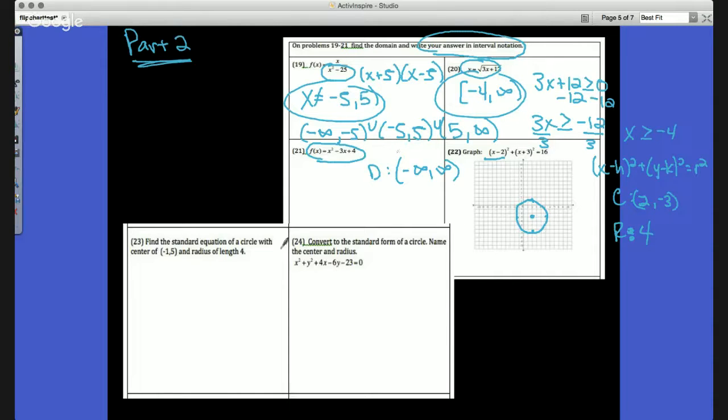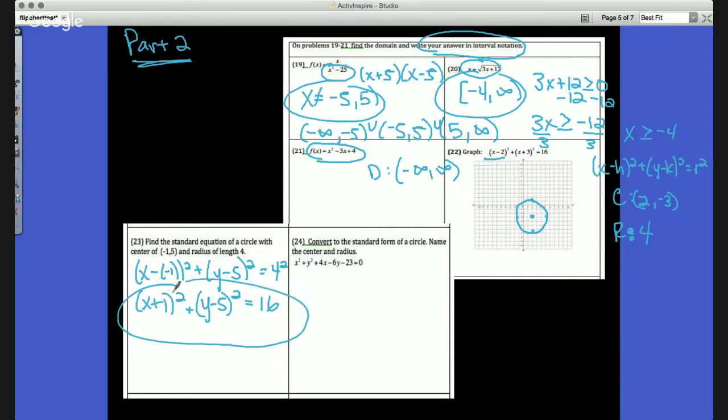All right, keep going with me. Now, if we're trying to find the standard equation of a circle, we know that -1 and 5 represent h and k. So this should be x minus -1 squared plus y minus 5 squared equals, remember, 4 squared. So this is equal to 16. Y minus 5 squared. This is going to be x plus 1 squared. And once I have that, there it is. There's our standard form of our equation.